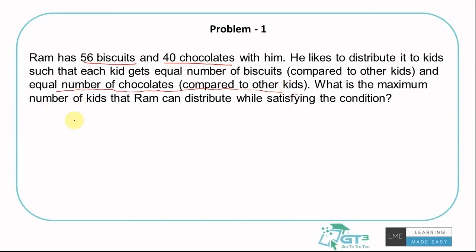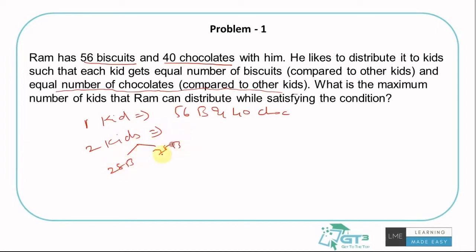So let's assume that there is only one kid, right? So that means he'll get 56 biscuits and 40 chocolates. So that's satisfying the condition, right? Let's look at two kids, right? That means each kid will get 28 biscuits and 20 chocolates, and 28 biscuits and 20 chocolates, right? So both kid 1 and kid 2 got the same number of chocolates and the same number of biscuits. That's the criteria that is being satisfied.